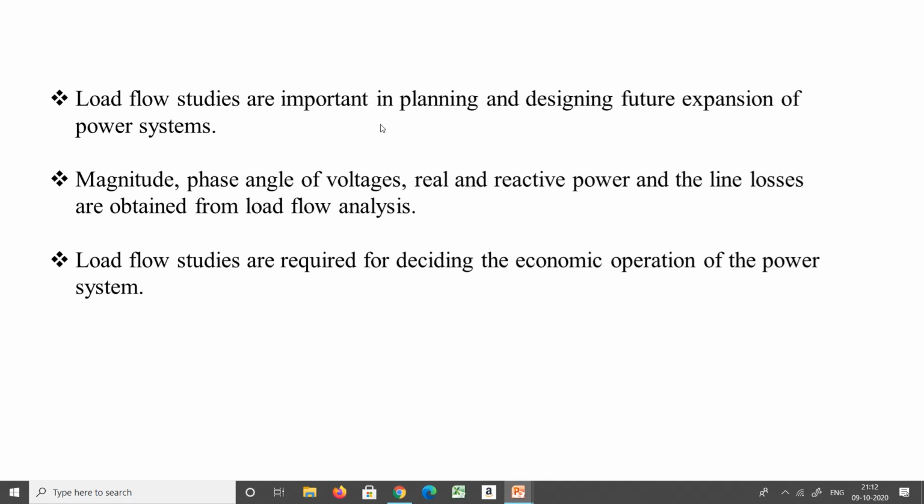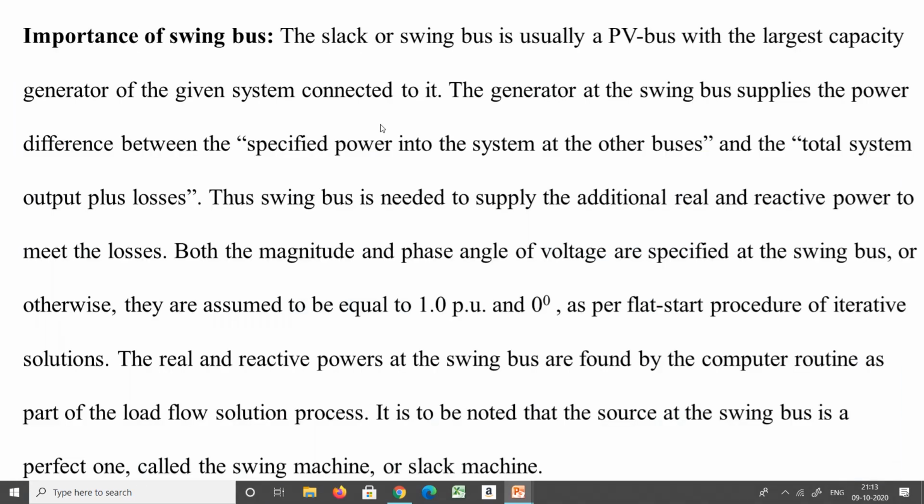In load flow study, the general requirements are given. One is representing the system by a single line diagram, determining the impedance, formulation of network equations, and solution of network equations. So these are the requirements to follow the steps.